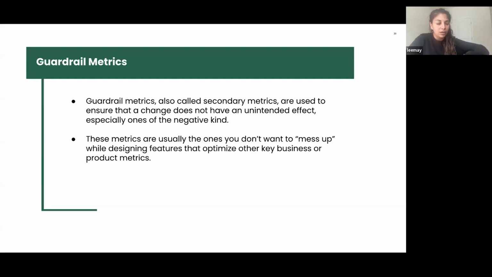There's also guardrail metrics, which we don't really talk a lot about. Usually you think of success metrics when you think of A/B testing, but guardrail metrics, also called secondary metrics, are a way to ensure that the change does not have an unintended impact. So you're not necessarily trying to increase your guardrail metrics, but you just want to make sure that you're not degrading them, or you're keeping an eye on the impact your changes have on the performance of things that matter to your company or your product. So you're not necessarily optimizing on your guardrail metrics, but you are keeping an eye on the impact.